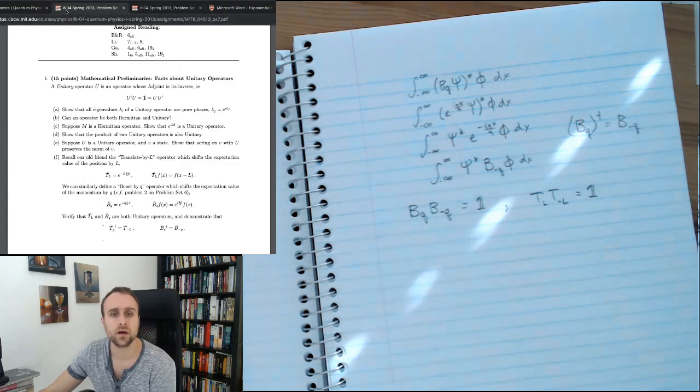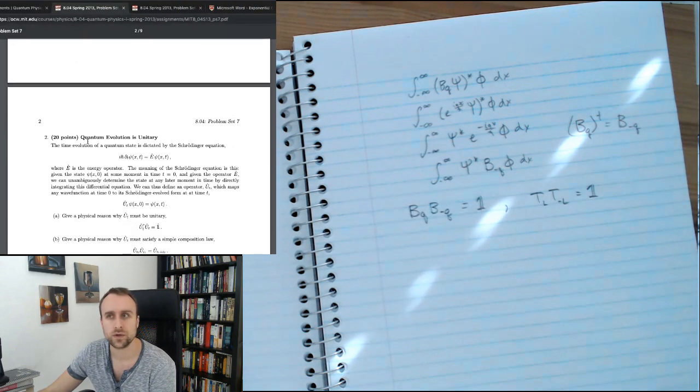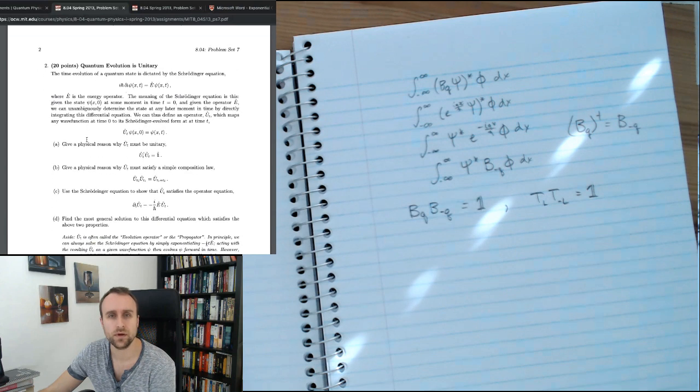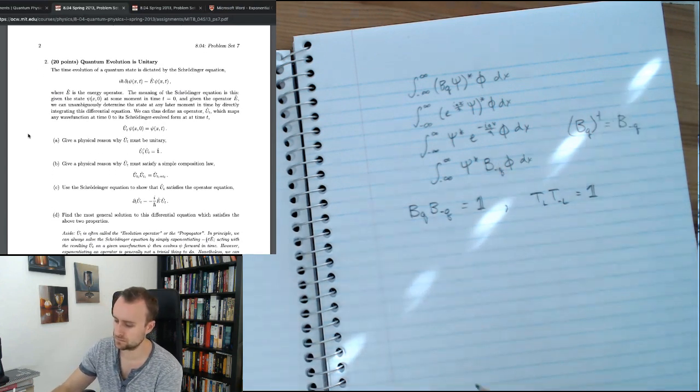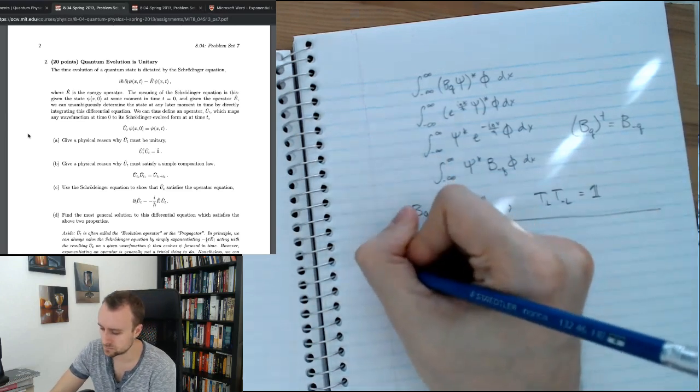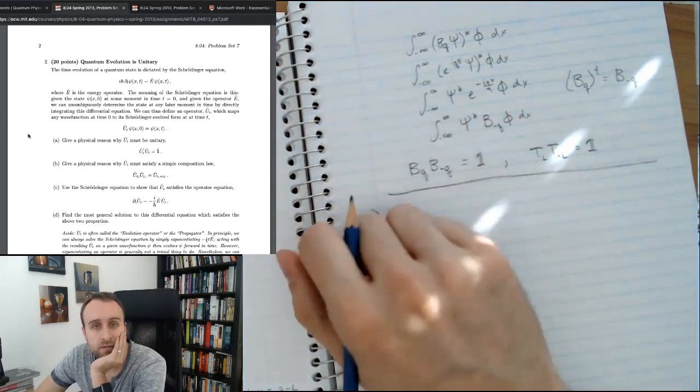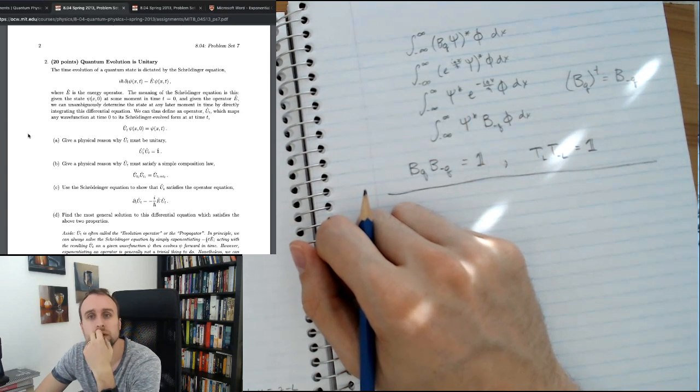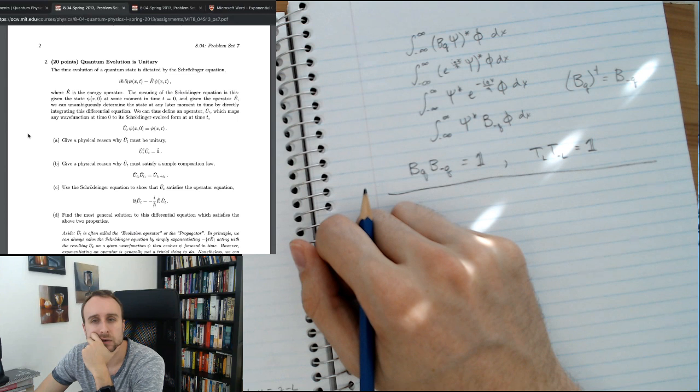So let's go on to question two. Quantum evolution is unitary. The time evolution of a quantum state is dictated by the Schrodinger equation, i h bar d/dt psi of x and t is equal to E hat psi of x and t, where E is the energy operator. The meaning of the Schrodinger equation is this: given the state psi of x at time 0 and the energy operator, it unambiguously determines the state later.